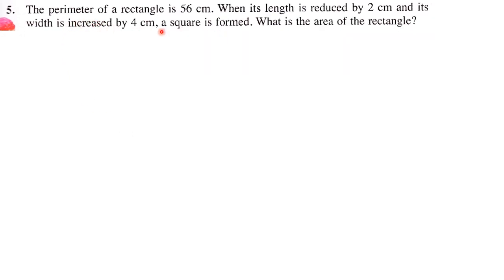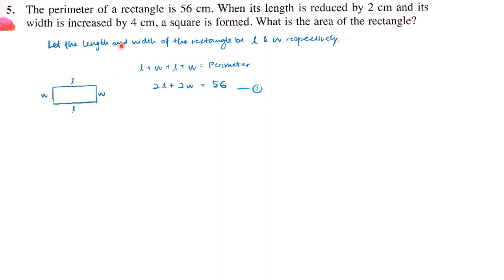The perimeter of the rectangle is 56. The length is reduced by 2, the width is increased by 4, and a square is formed. What is the area of the rectangle? Okay, so the perimeter of a rectangle is 56. So let the length and width of the rectangle be L and W respectively. This is your rectangle, and the perimeter will be equal to all of these added together. So 2L plus 2W equals 56.